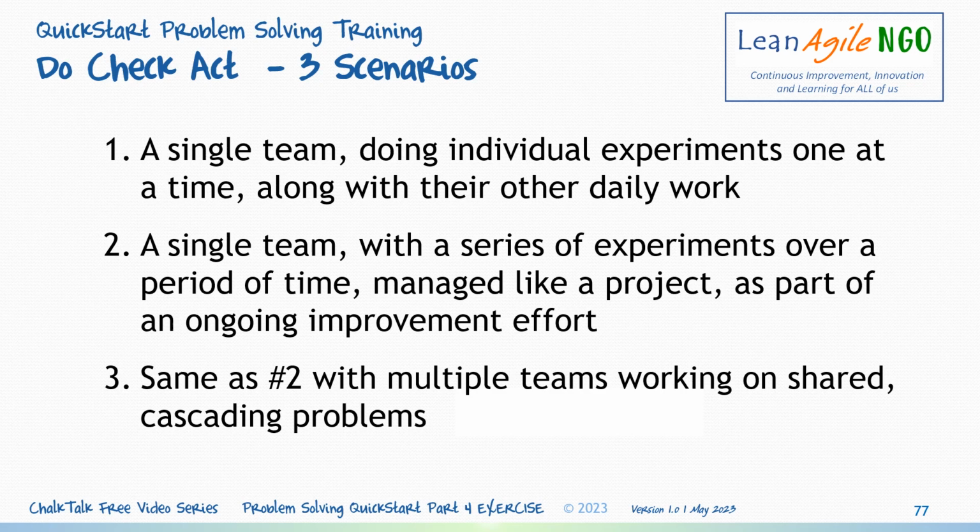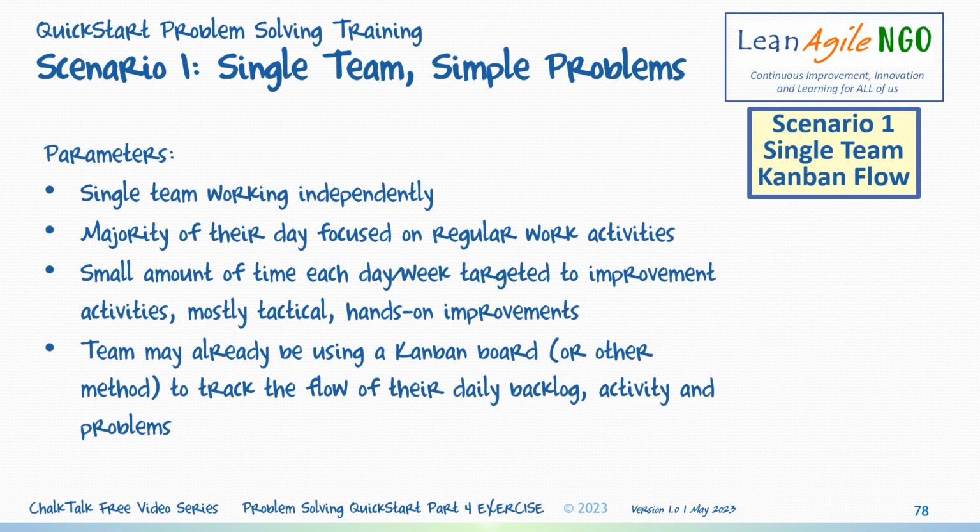The third is a multi-team scenario, pursuing an improvement effort involving problems and changes that cascade across the organization. These efforts must be coordinated among the teams, so they'll use multi-team scaled Scrum to guide and track their experimentation. Here's a summary of Scenario 1.